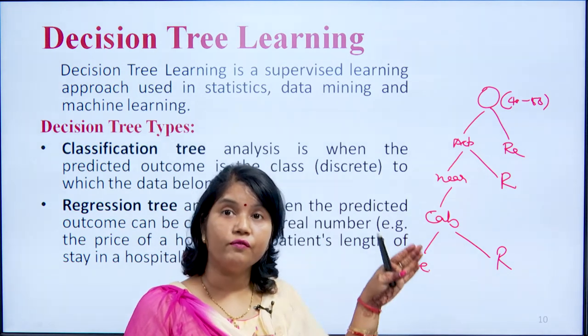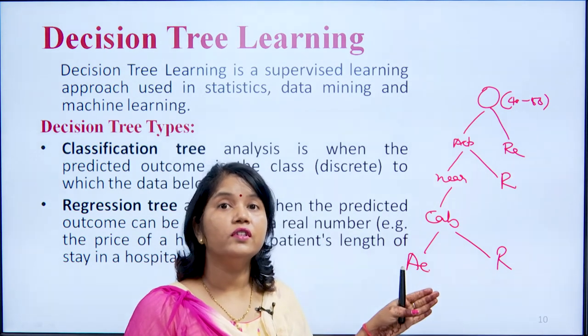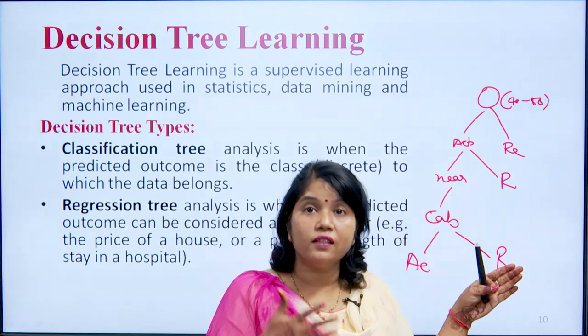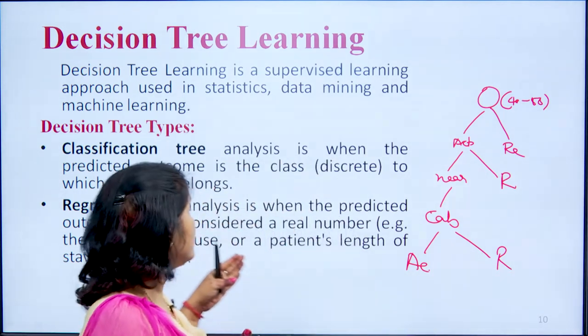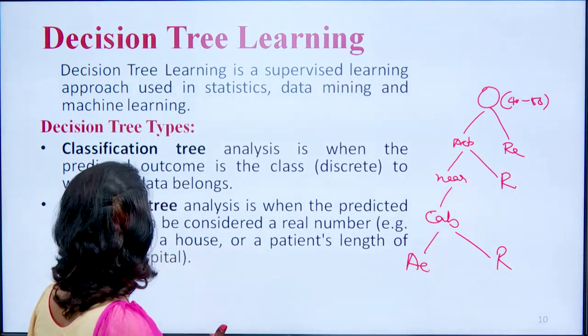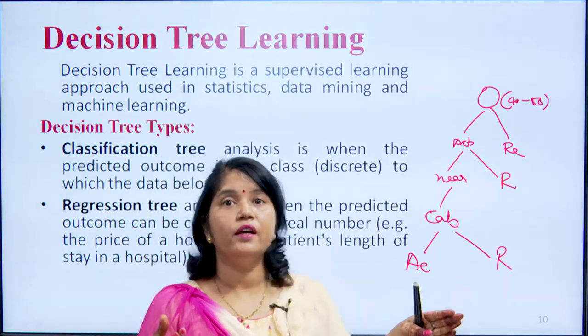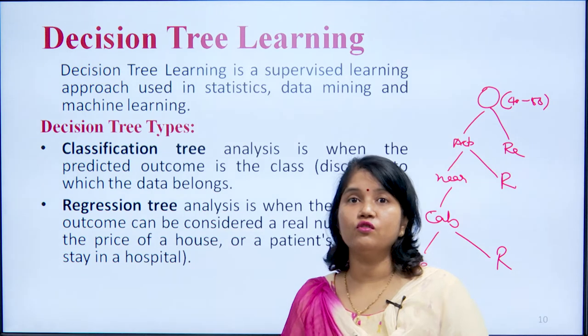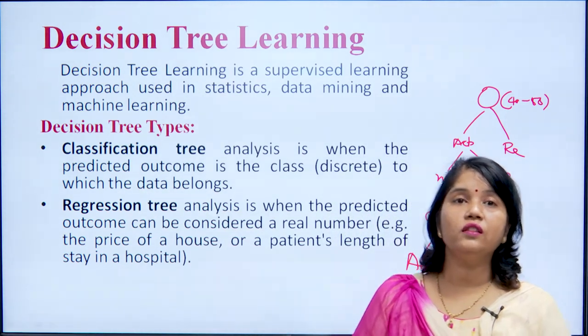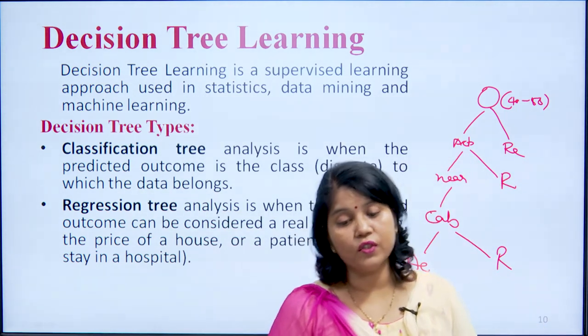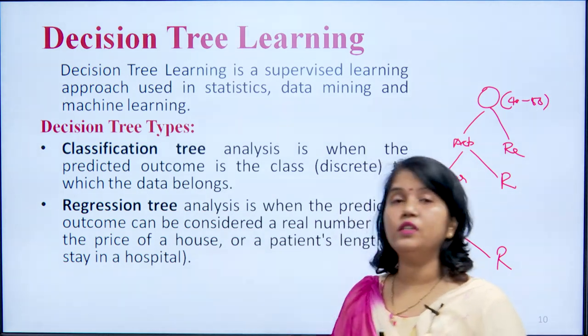For a classification tree, you have to make the tree first, and after that you rigorously analyze. Regression analysis is when the predicted outcome can be considered a real number, such as the price of a house or the patient's length of stay in the hospital.